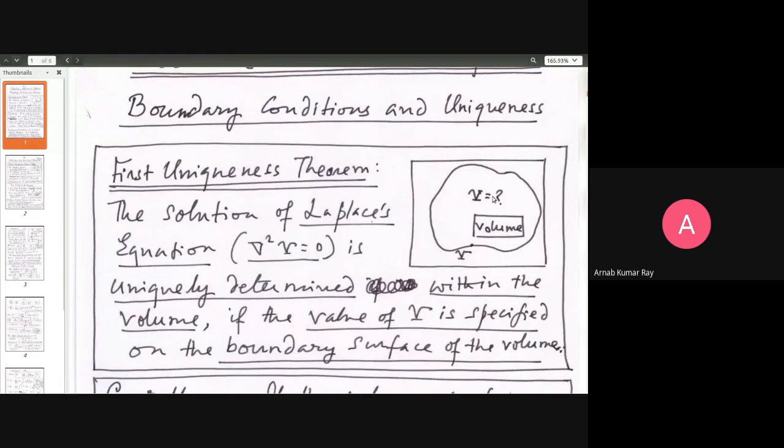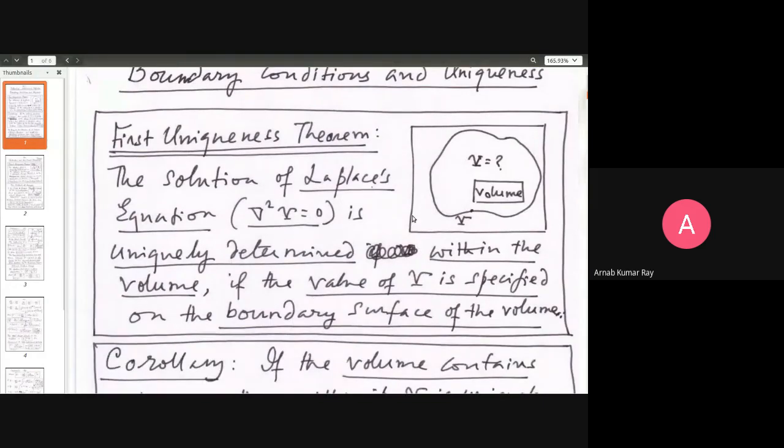So the solution of Laplace's equation is uniquely determined within the volume if the value of V is specified on the boundary surface of the volume. Now, if you extend this principle to a general three-variable system, the same principle will hold. The proof is not very difficult, but I don't want to discuss it because for the time being you're not going to be asked for the proof, but maybe I'll supply it later in a set of supplementary notes.